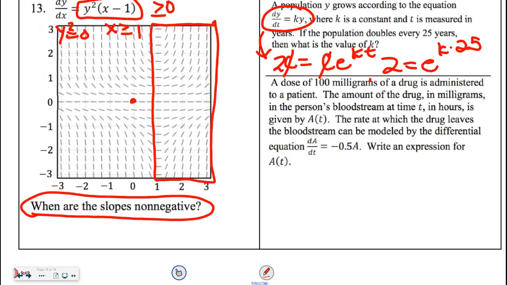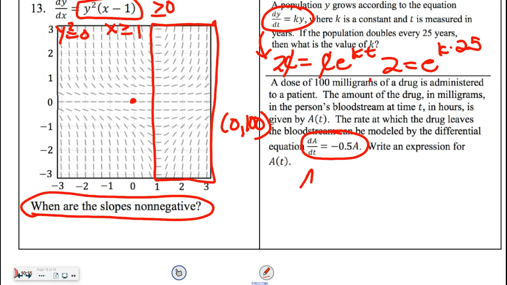Okay, now let's go down to the next one. A dose of 100 milligrams of drug is administered to a patient. I would go like that. Hello, initial. The amount of drug in milligrams in a person's bloodstream at any time is given by A(t). The rate at which the drug leaves the bloodstream can be modeled by this differential equation. That's exponential growth and kind of nice. What variable did they hand you that you need? They gave you k.